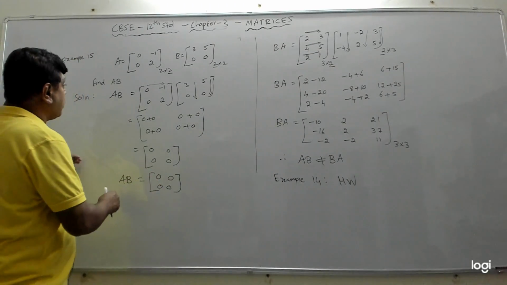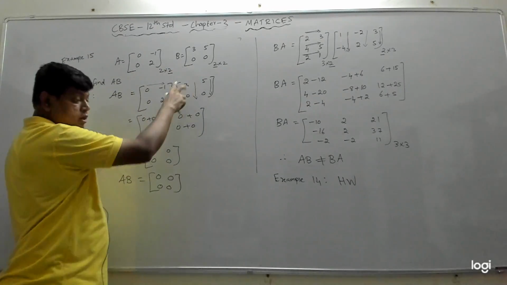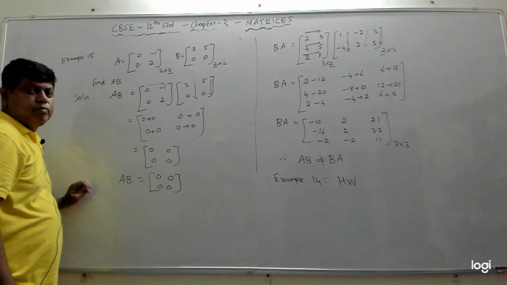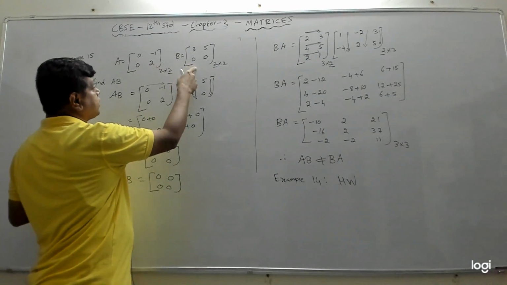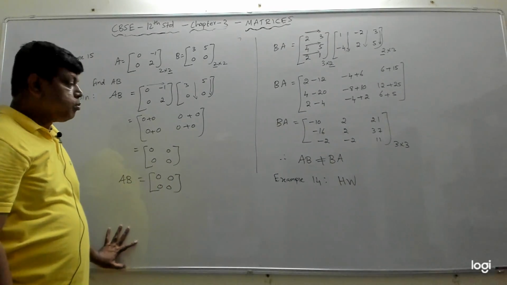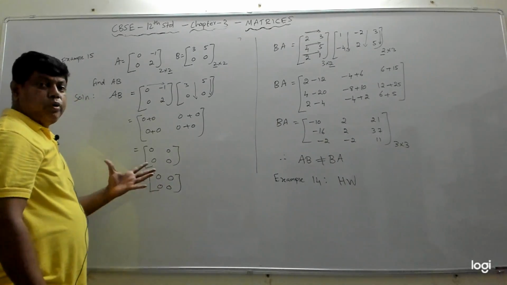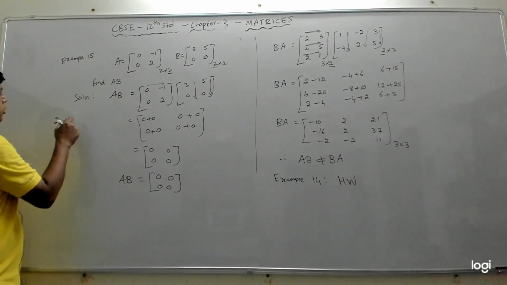So, the observation here is A is not a 0 matrix, B is not a 0 matrix, but the product is a 0 matrix. Which means when you multiply two non-zero matrices, the resultant matrix can be 0. However, this is not the case in terms of numbers. If I multiply two non-zero numbers, like 2 into 3, I cannot get 0.